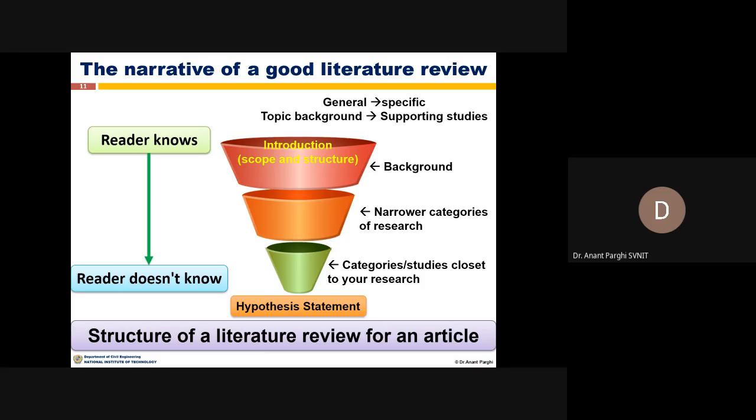And then categorize the study closest to your research. Some research articles available will be very close to your research idea, the research you are proposing, right? Then you will be able to identify the specific hypothesis, specific problem statement, and the aim and objectives of your research proposal. So that is the structure of the literature review of an article, or of your research proposal also, right?